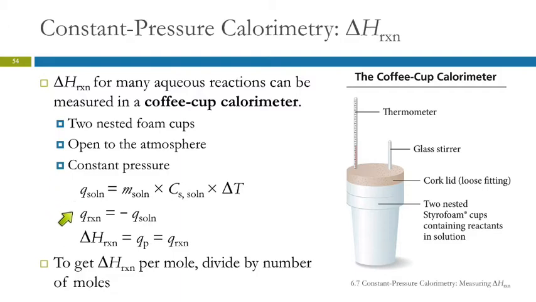Q for the solution inside the calorimeter is equal to mc delta T, the mass of the solution and the specific heat capacity of the solution and the change in temperature. So we measure the change in temperature and the mass directly, and we look up the specific heat capacity, and we can calculate how much heat was absorbed by the solution. The heat absorbed by the solution was the heat released by the reaction, which is equal to the heat of reaction. If we want heat of reaction per mole, then we divide by the number of moles that actually reacted in the experiment.